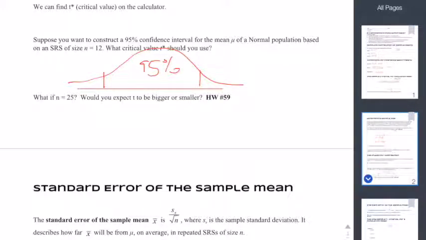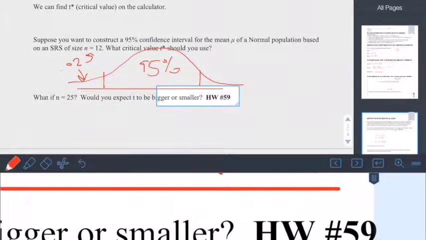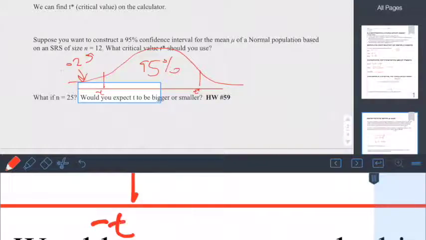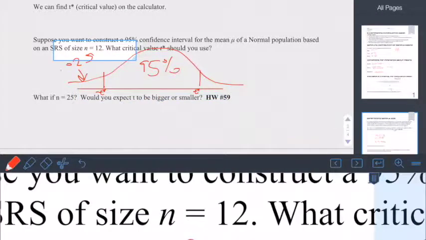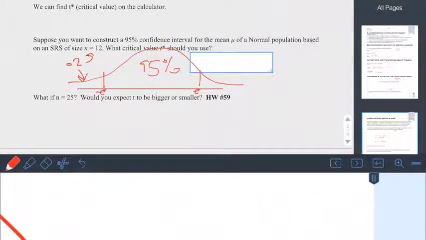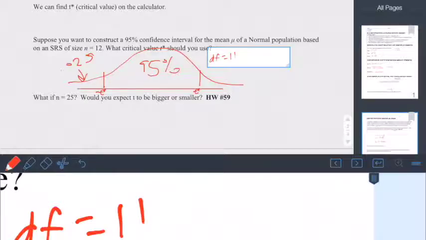So 95%, which means there's 5% in both tails, which means there's 0.025 in each tail. So when we're looking for our t star, and we could find this negative t star if we wanted, we'll need to know degrees of freedom. So remember, degrees of freedom are n minus 1. So degrees of freedom, n is 12, so degrees of freedom 11.